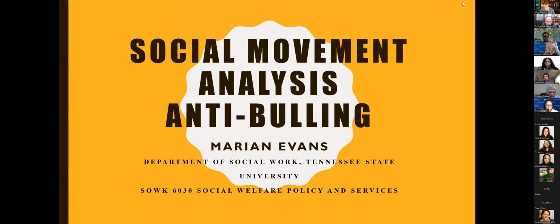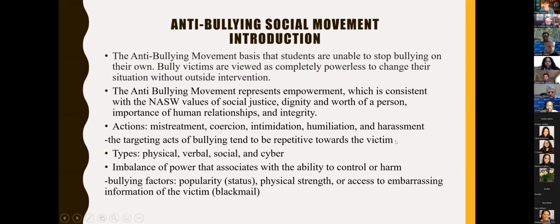Okay, so this is social movement analysis, anti-bullying. This is the anti-bullying social movement, and it's on the basis that students are unable to stop bullying on their own. Bully victims are viewed as completely powerless to change their situation without outside intervention. And so the anti-bullying movement represents empowerment, which is consistent with the NASW values of social justice, dignity and worth of a person, importance of human relationships, and integrity.